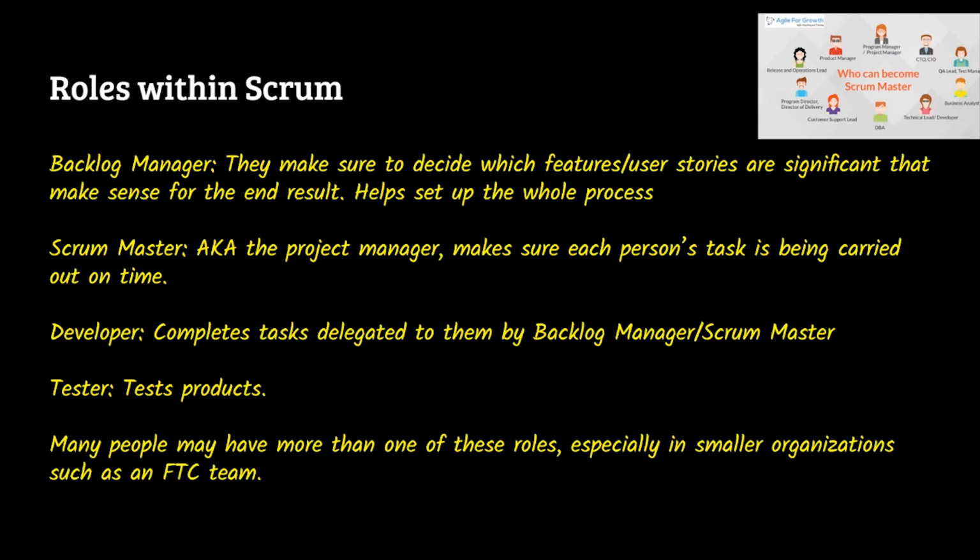So let's get started with the roles. First, there's the backlog manager. They make sure to decide which feature/user stories are significant and decide which one will go into the release backlog or the product backlog. And they help set up the whole process because without them, you won't have the stuff compiled into sprints or any of that stuff. They make sure which ones are important and which are the tasks that you really want to get done throughout the season.